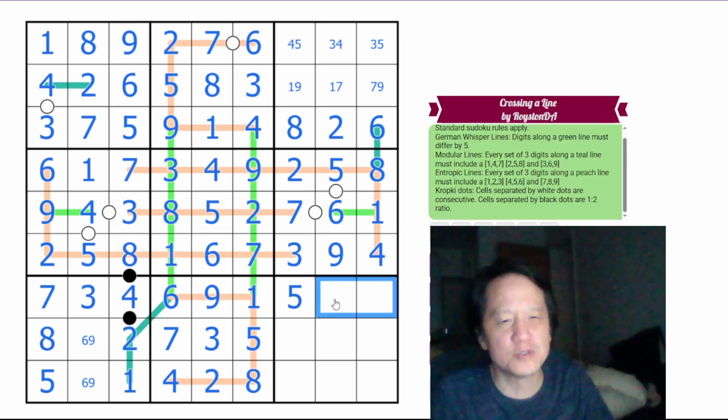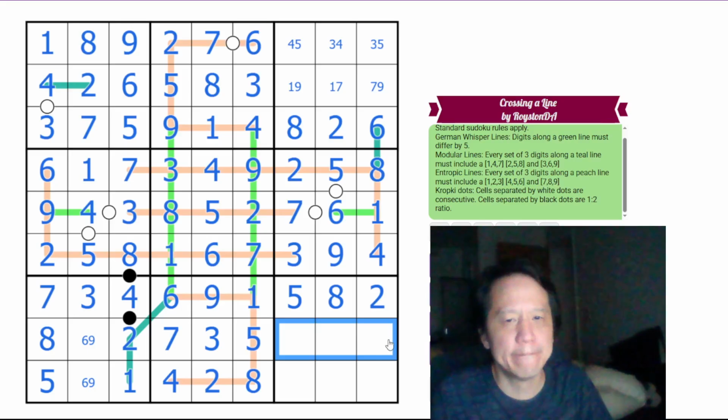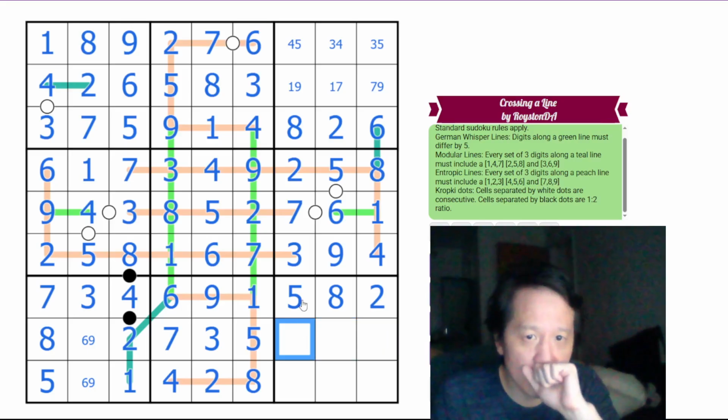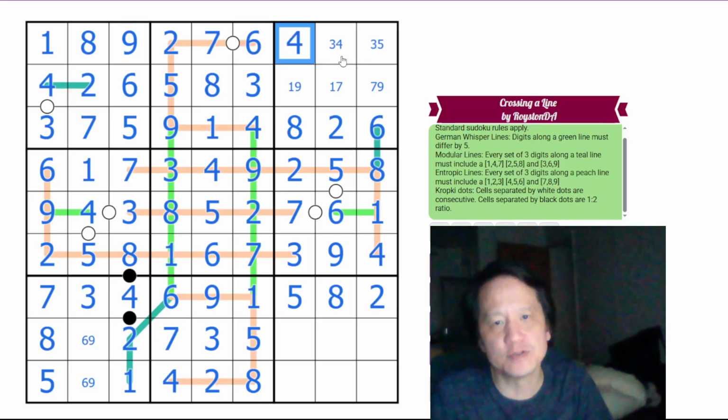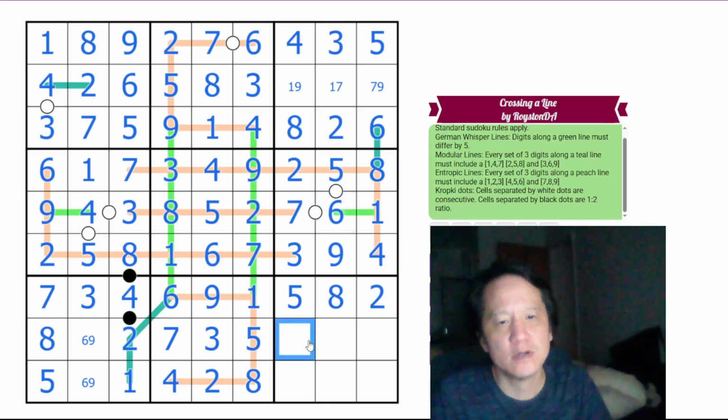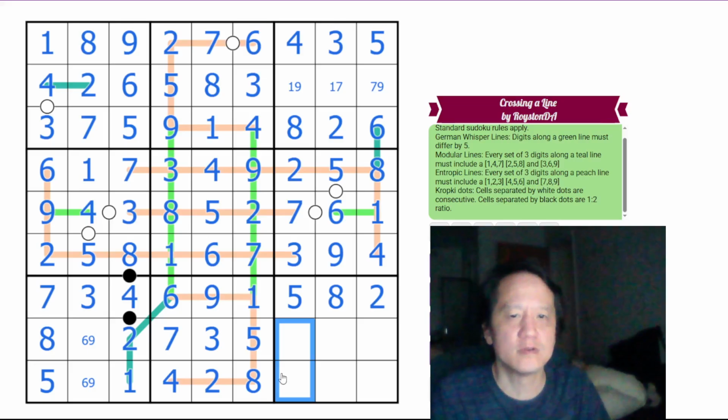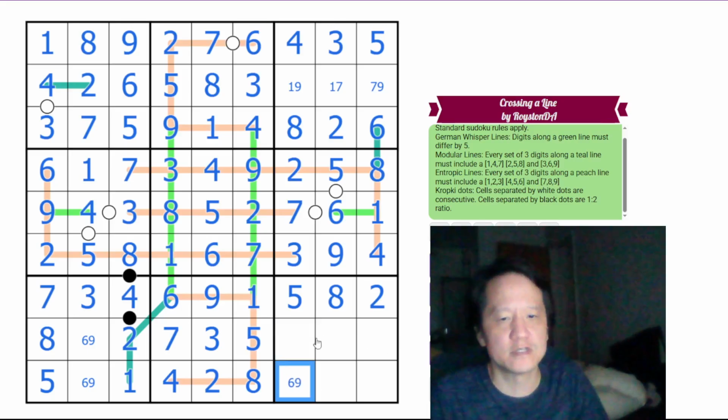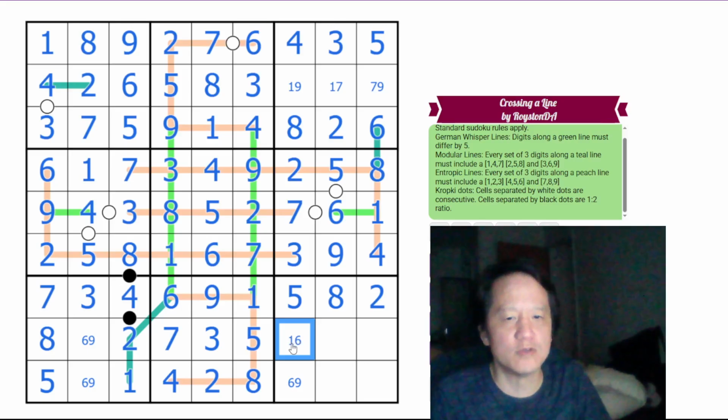That leaves in row 7 the remaining digits of 2 and 8. This can't be 2 because of the 2 in the column, so this is 8, which makes that 2. This 5 eliminates 5 here, so this is 4. That makes that 3, which makes that 5. Actually, let's do column 7. The remaining digits are 1, 6, and 9. Well, 1 can't be here, so this is a 6, 9. And this could be 1, 6, or 9.